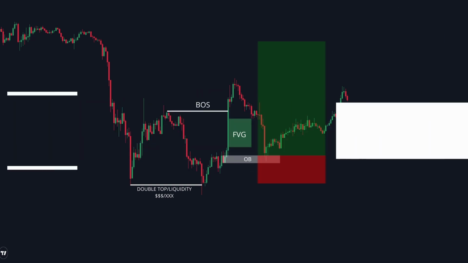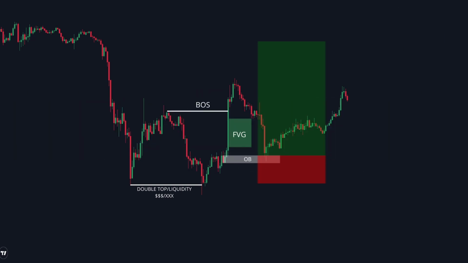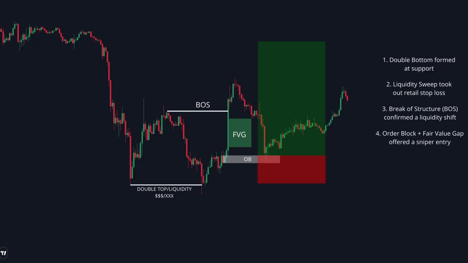Final recap. Let's zoom out and break it all down one last time. One, the double bottom formed support. Two, the liquidity sweep took out retail stop losses. Three, the break of structure, BOS, confirmed a liquidity shift. Four, the order block plus fair value gap offered a sniper entry. Five, the inverted head and shoulders, another pattern confluence. Risk management, trade executed with high risk-to-reward ratio potential. This is the smart money concept approach. It's not based on guessing, it's based on understanding how smart money moves price.